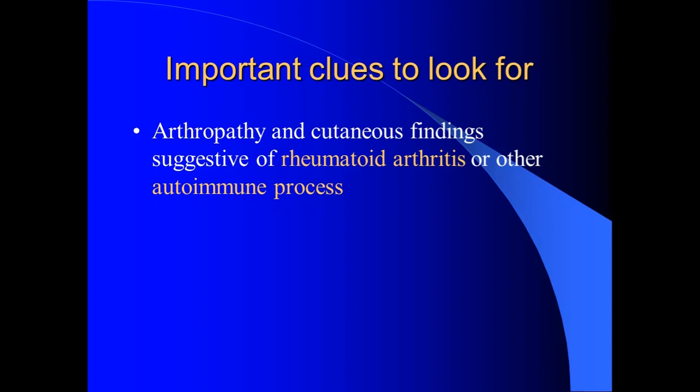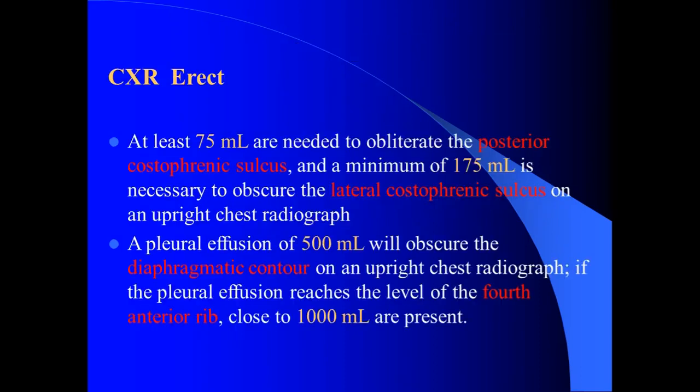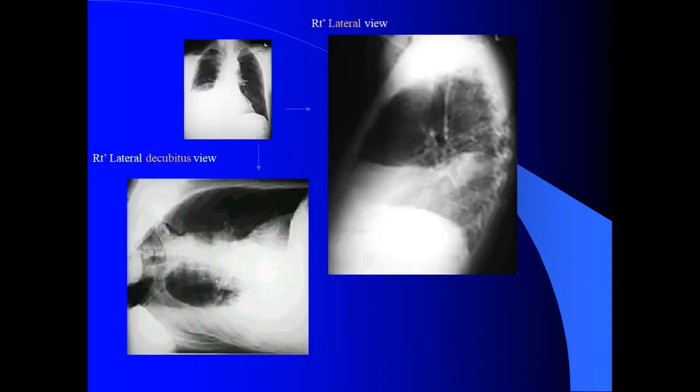A picture of arthropathy, rheumatoid hand, cutaneous findings, rheumatoid arthritis, or other autoimmune process. Diagnostic evaluation of the patient with pleural effusion: chest X-ray, thoracentesis, VATS, or medical thoracoscopy. Chest X-ray: at least 75 ml is needed to obliterate the posterior costophrenic angle. The lateral needs 170. If the diaphragmatic contour disappears, about 500 ml. If the pleural fluid reaches the fourth rib, that means there is almost 1000 ml.